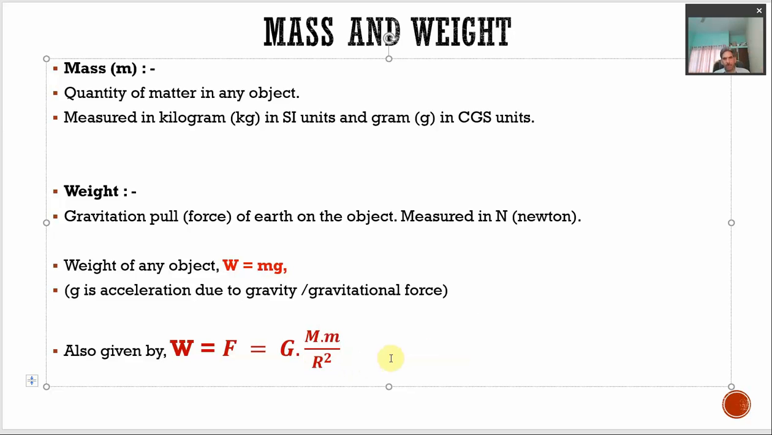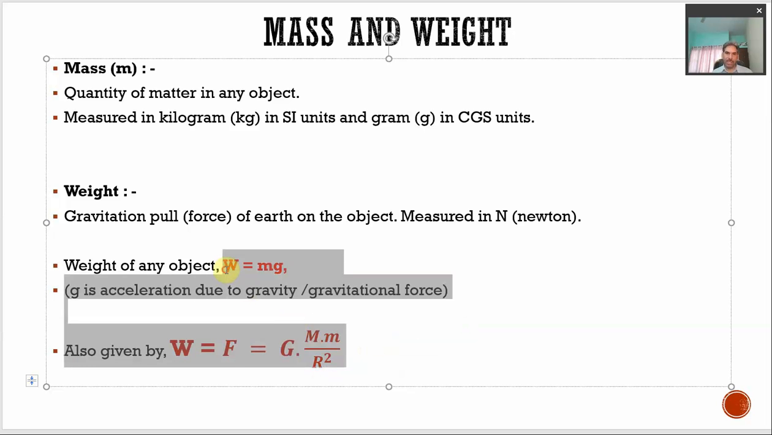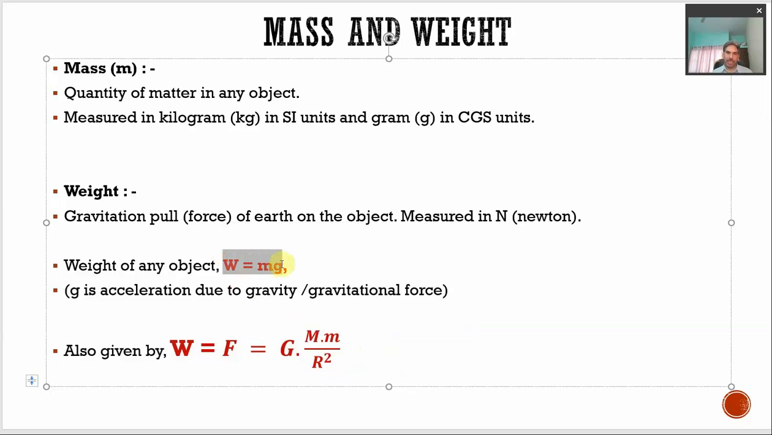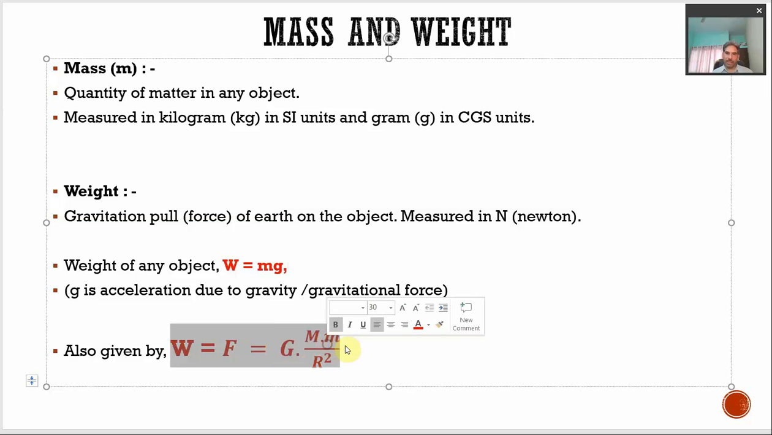Or even if the object is very close to the surface, so close that its height above the surface of the earth can be ignored, or is very small in comparison to the radius of the earth, even then we make use of this value of radius. So this is about mass and weight and the difference between the two. For weight we have two different formulas. However, using this formula is quite easy. You can calculate the weight using this formula, and it will come out to be the same value.